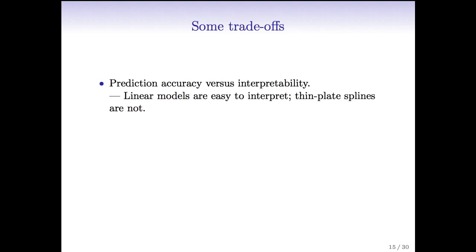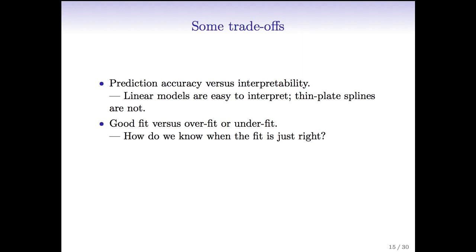So there's some trade-offs when building models. One trade-off is prediction accuracy versus interpretability. So linear models are easy to interpret. We just got a few parameters. Thin plate splines are not. They give you a whole surface back. And if you get given a surface back in 10 dimensions, it's hard to understand what it's actually telling you.